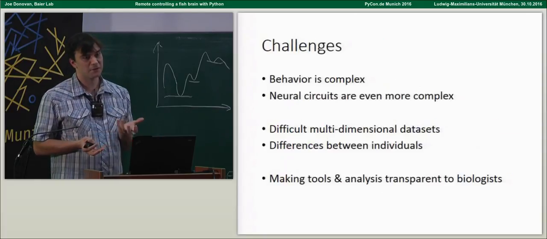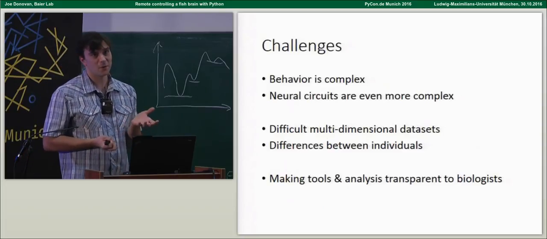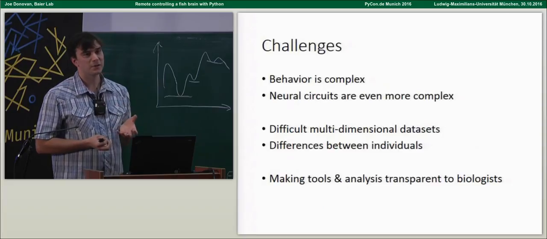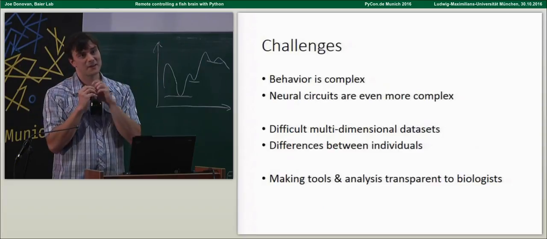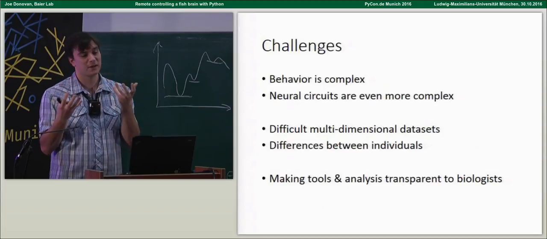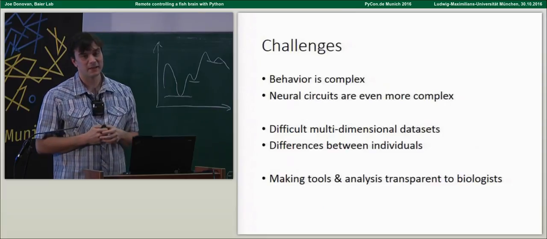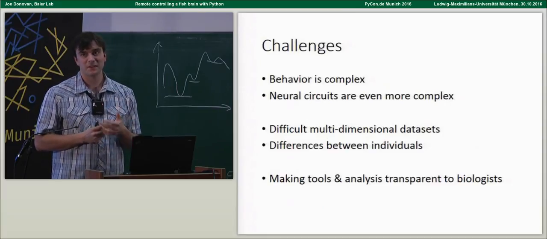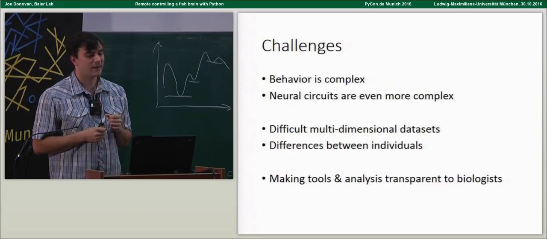So, challenges. The behavior is complex, and the neural circuits themselves are even more complex. In a similar way to a deep learning neural network, the output layer is usually the simplest one, where everything comes together, and some of the intermediate layers have very complex features. There are some really difficult multi-dimensional data sets, and a lot of the statistical properties that you would like to have, like normality and equal variances, are very rare in this area.